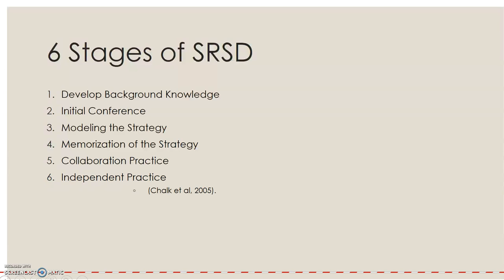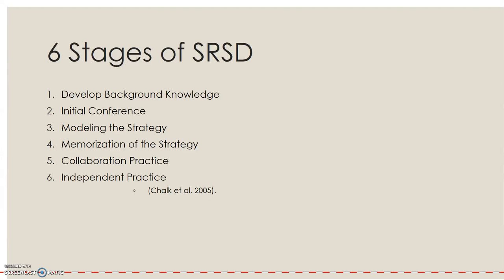The first one I'm going to go more in depth in is develop background knowledge. When developing background knowledge, the teacher will need to establish skills the students would need to know prior to learning the strategy. So example, definitions or identifying certain things that the students may not know.